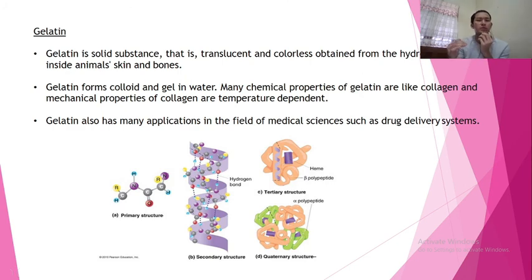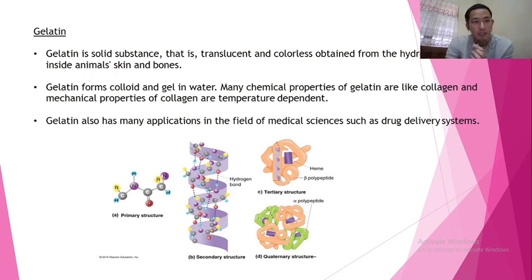Gelatin is a solid substance that is translucent and colorless, obtained from the hydrolysis of collagen inside animal skin and bones. Yes, inside animal skins and also our bones there is gelatin. No wonder, right? Gelatin forms a gel in water. Many chemical properties of gelatin are like collagen, and the mechanical properties of collagen are temperature dependent. Gelatin also has many applications in medical science, such as drug delivery systems.